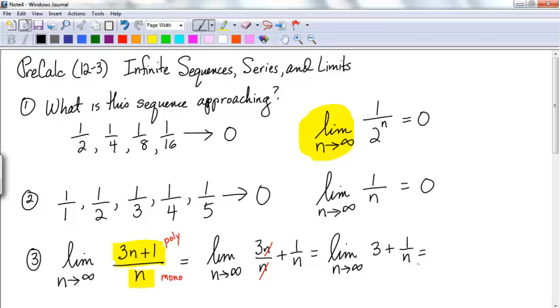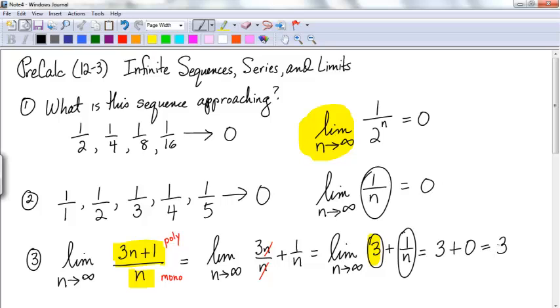Now, when you take the limit of each part separately, that's when this limit notation disappears. So you're going to have an equal sign. Now, you take the limit of each part separately. So you look at what's the limit of 3. Well, you have to look at that sequence. If you had the sequence 3, 3, 3, 3, 3, what's it approaching? 3. If you look at this part, 1 over n, what's it approaching? 0. So 3 plus 0 is 3.